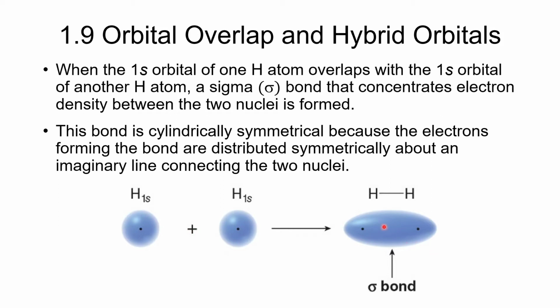Sigma bonds are when we have overlap directly in between the 2 atoms. So sigma bonds occur when we have overlap directly in between the 2 atoms. And so the overlap is here. We will find that that overlap is cylindrical. It has cylindrical symmetry, and so it is uniform around that internuclear axis.